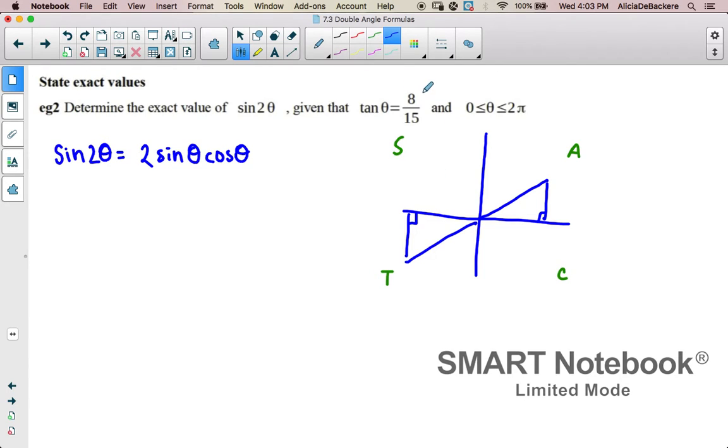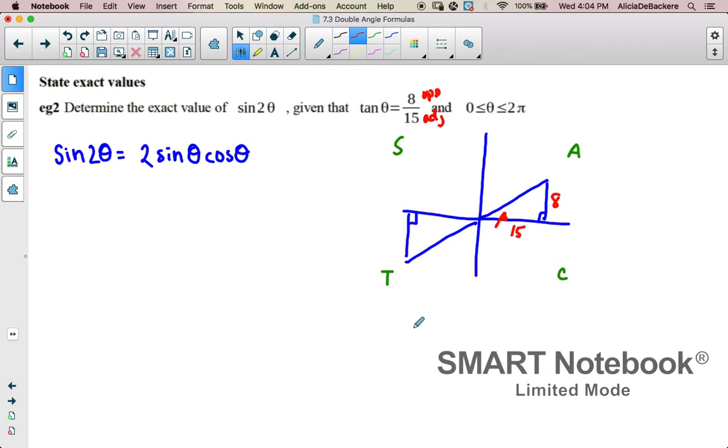And then I know that tan is the opposite over the adjacent. So I know that the opposite side for my angle, and I'm going to just put some betas in here and talk about my related acute angle, my opposite is 8 and my adjacent is 15.